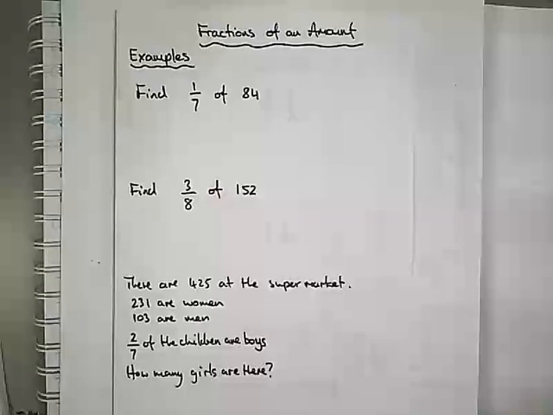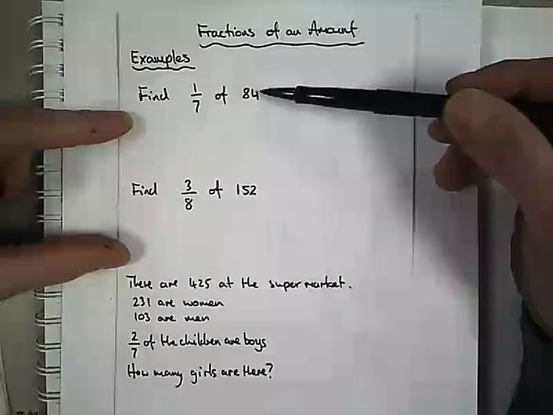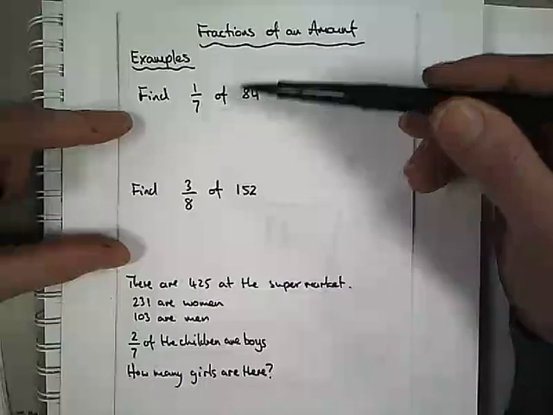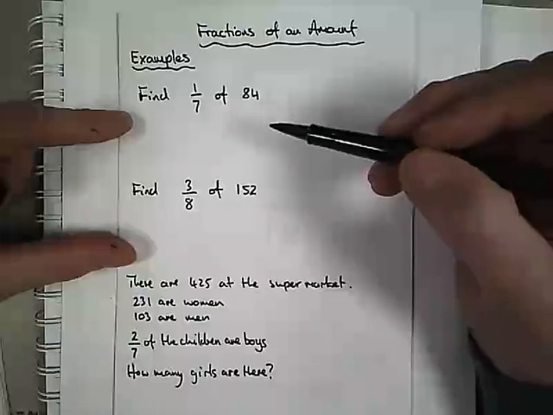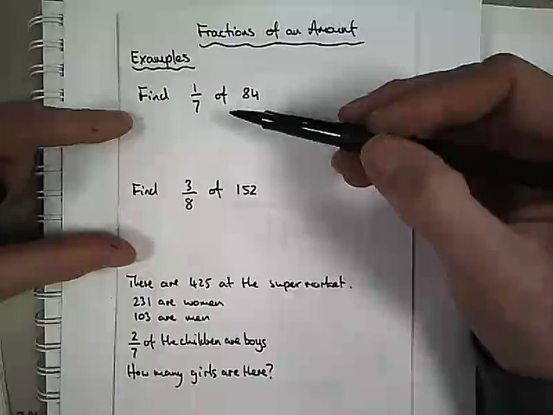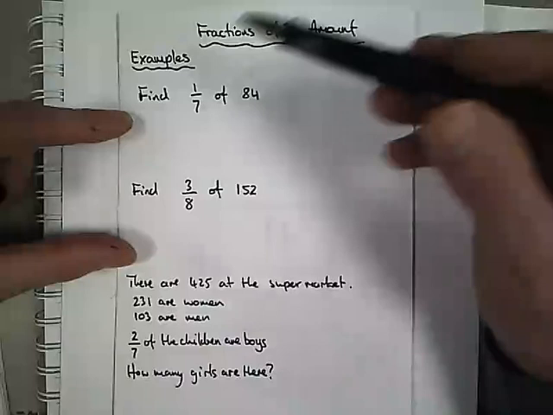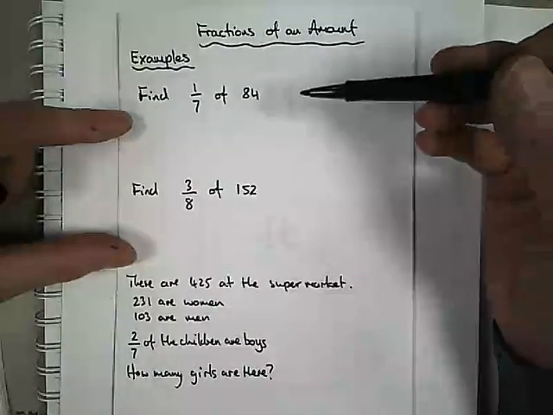So first example is find 1/7 of 84. Whenever we're finding a fraction of an amount, we need to divide by the denominator, the amount we're splitting, and then times by the numerator. So divide by the bottom, times by the top. We take 84, divide it by 7, and then times it by whatever the top number is. But because it's 1, whenever you times anything by 1, you just get the same thing back. So if it's 1/7 or 1/8 or 1/9 or 1/10, it's only ever just divide by the bottom number.